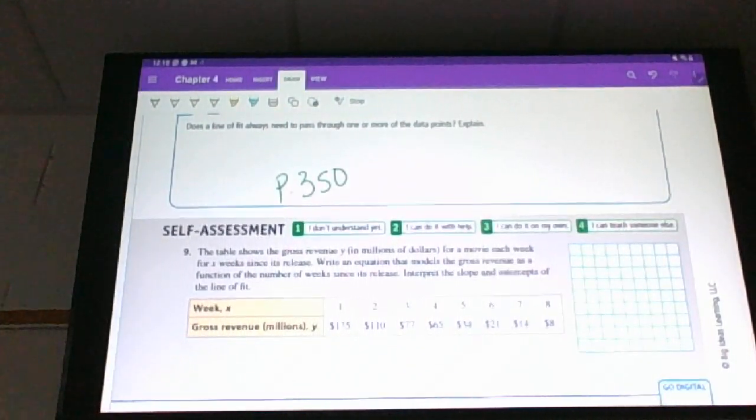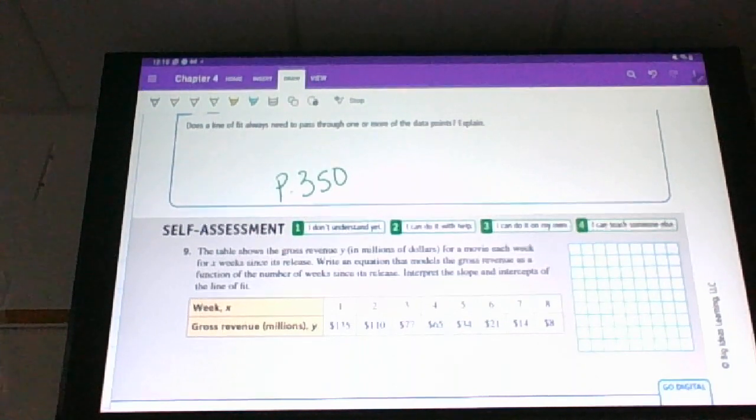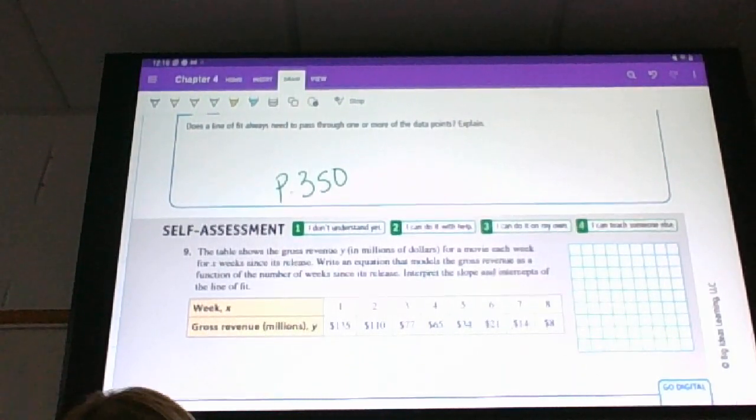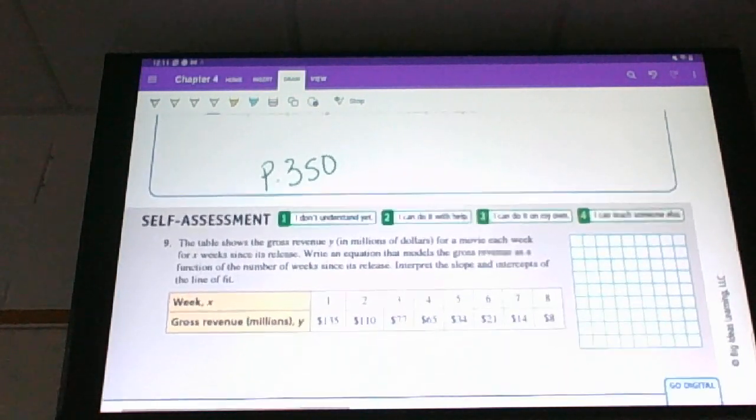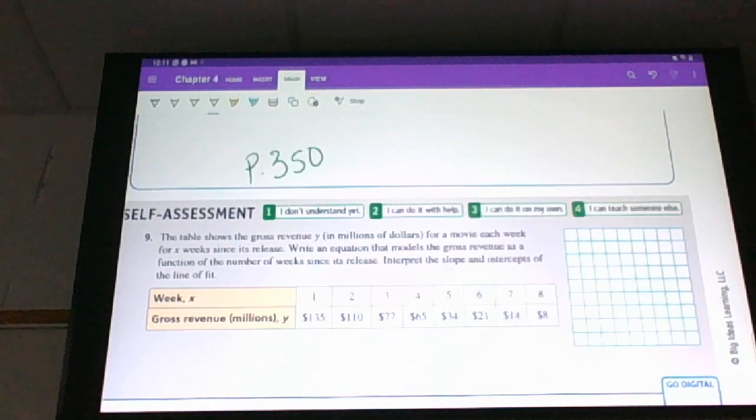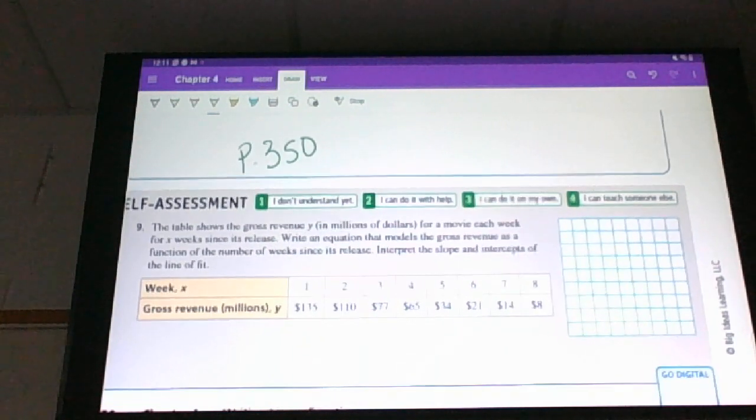All right, now we're talking business, marketing, profit, sales. The table shows the gross revenue in millions of dollars for a movie each week since its release. There's lots of talk about movies, and if they're still making money. They cost a lot of money to produce, and people really aren't going to the theater as much as they used to. So there's a lot of business talk. We need to write an equation that models the revenue, interpret the slope, and intercepts of the line of fit.